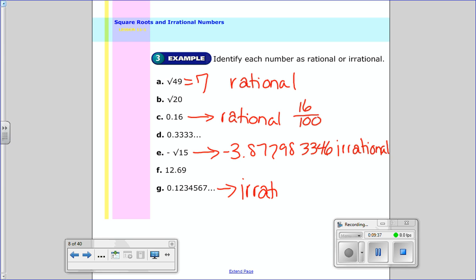There we go. We did 4 of these together. Now I want you to do B, D, and F. And when you're all done, come back and check your answer. So you can go ahead and pause me now.